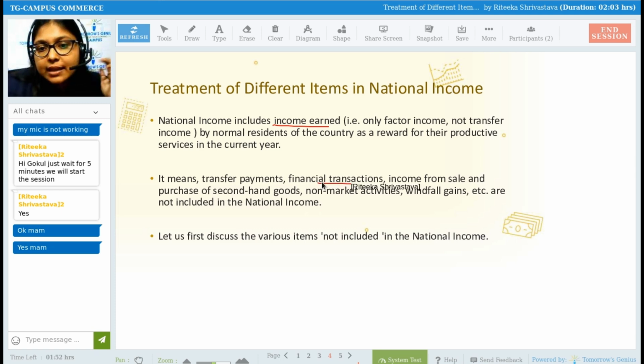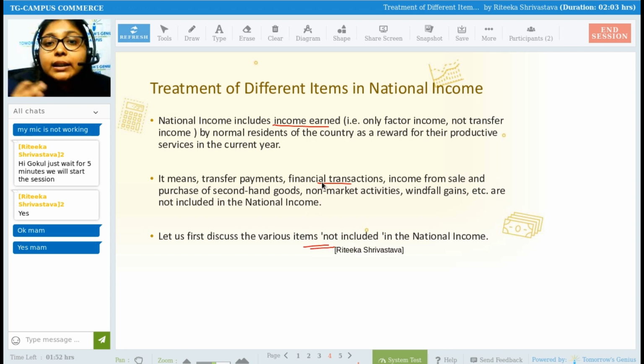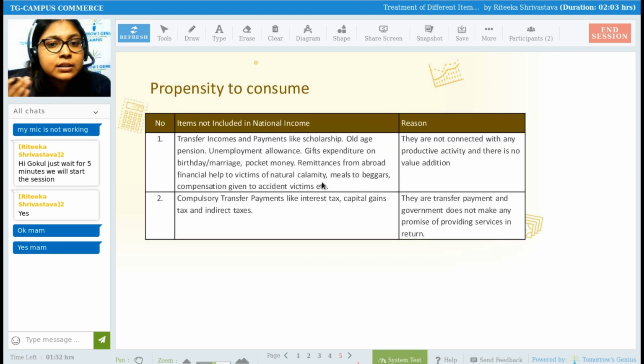Then transfer payments, financial transactions, income from sale and purchase of goods, sale of securities, windfall gains. These are all the things which are not going to be included under national income. So now we'll see the various items which are not included in the national income. See, they have given you the items. There are 2 columns, items and reason. In items, they are telling you what all are the items which are not going to be included in national income. And in front of that, they have given you a valid reason why they are not going to be part of national income.